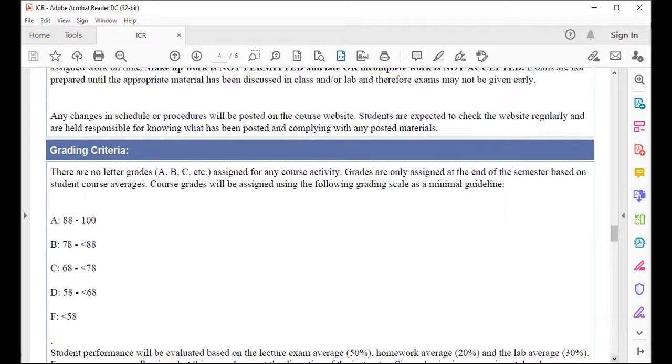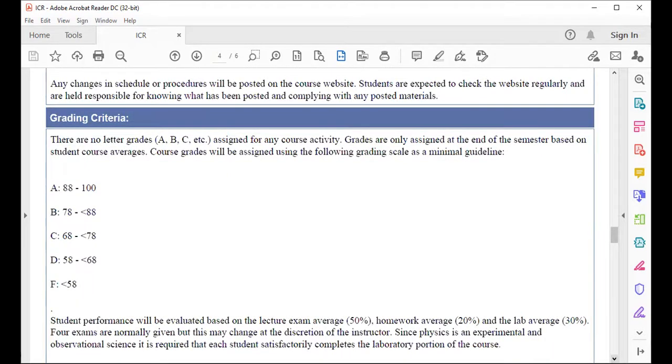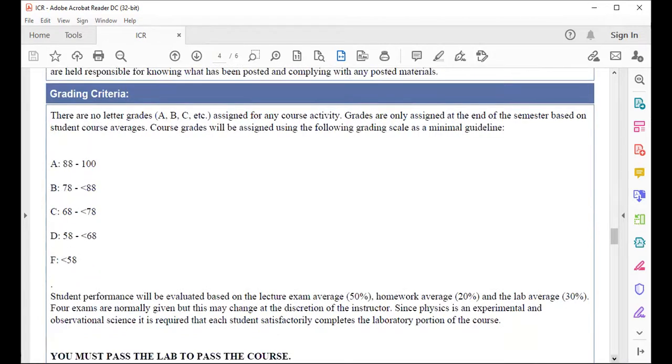Grading. I don't give a letter grade in this class until the very end. At the very end, I apply a weighting scheme. 50% of the grade in this class is based on your exam performance. There'll be 4 exams in this class.